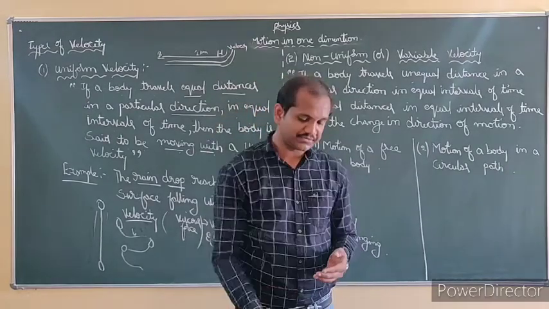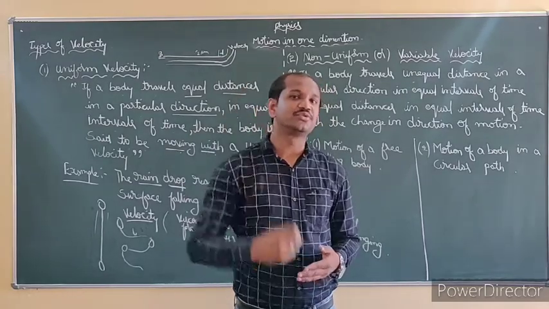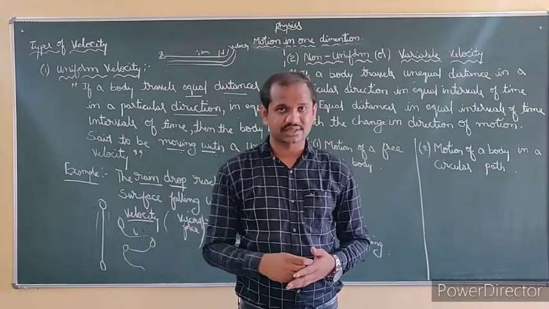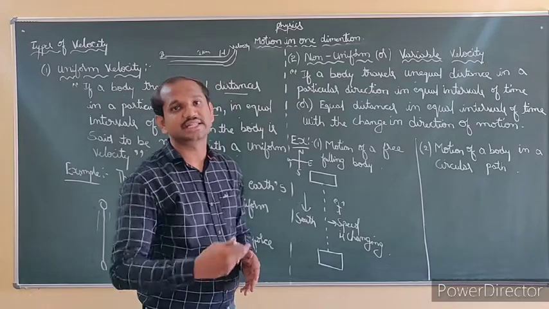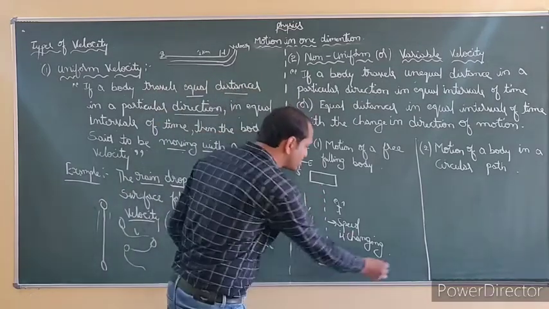The reason is that when the body is coming near to the earth, the acceleration due to gravity on the body is more. So hence, what happens? The speed is maximum when it is near the earth. So the body speed keeps on changing.